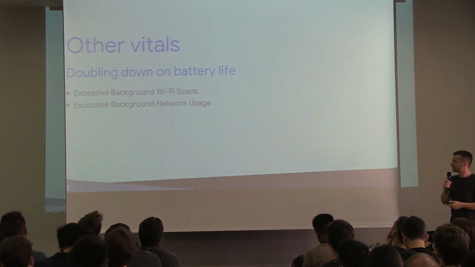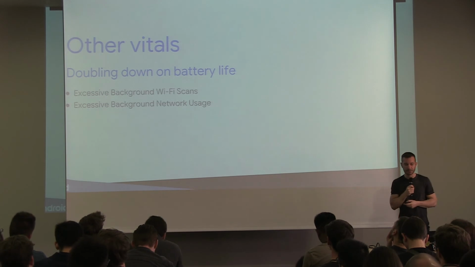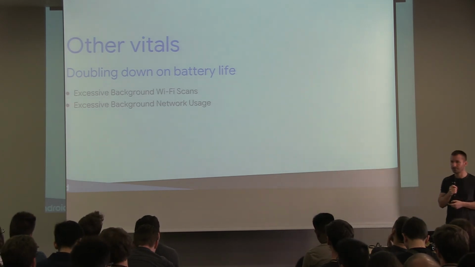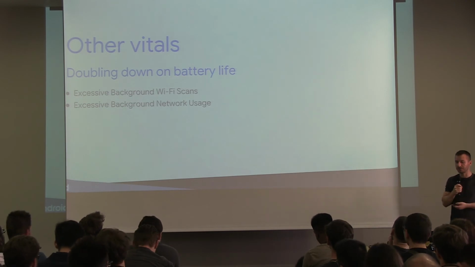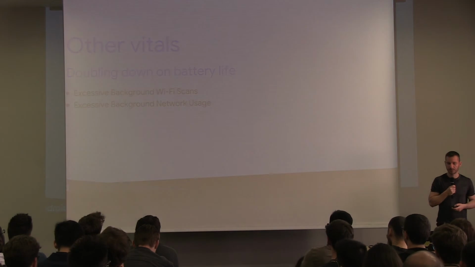And there are some other vitals that I haven't talked about. So there's also excessive background Wi-Fi scans and excessive background network usage. That's also something that's currently available in Android vitals. Again, it deals with battery or just using resources too much, like maybe you're downloading too much data and your users wouldn't like that. So it'll alert you to those issues.